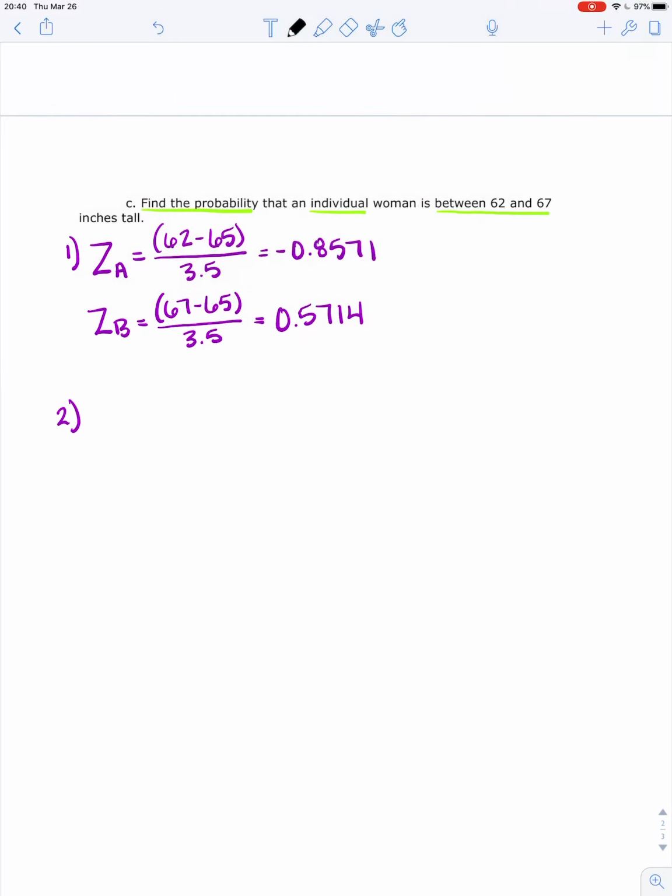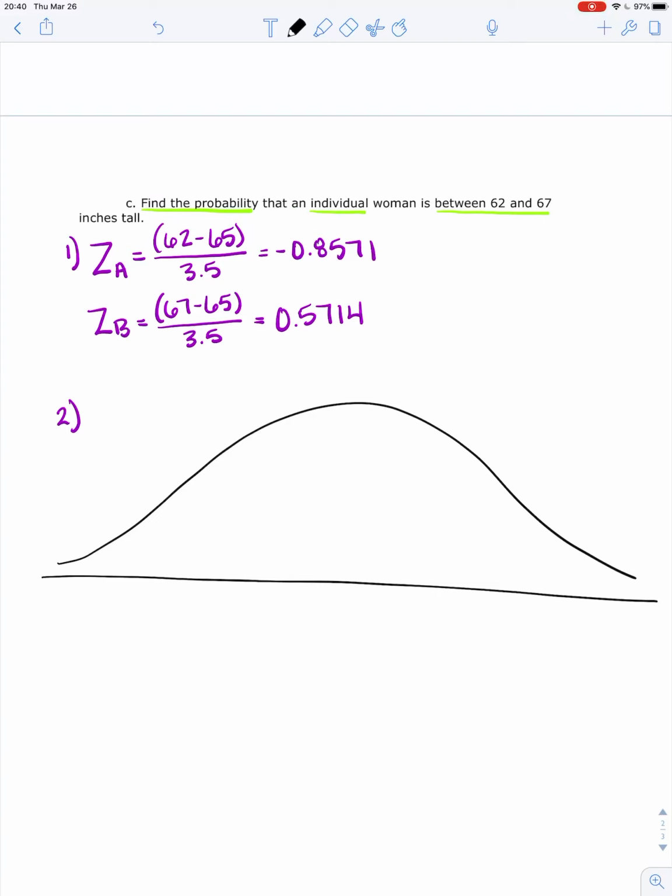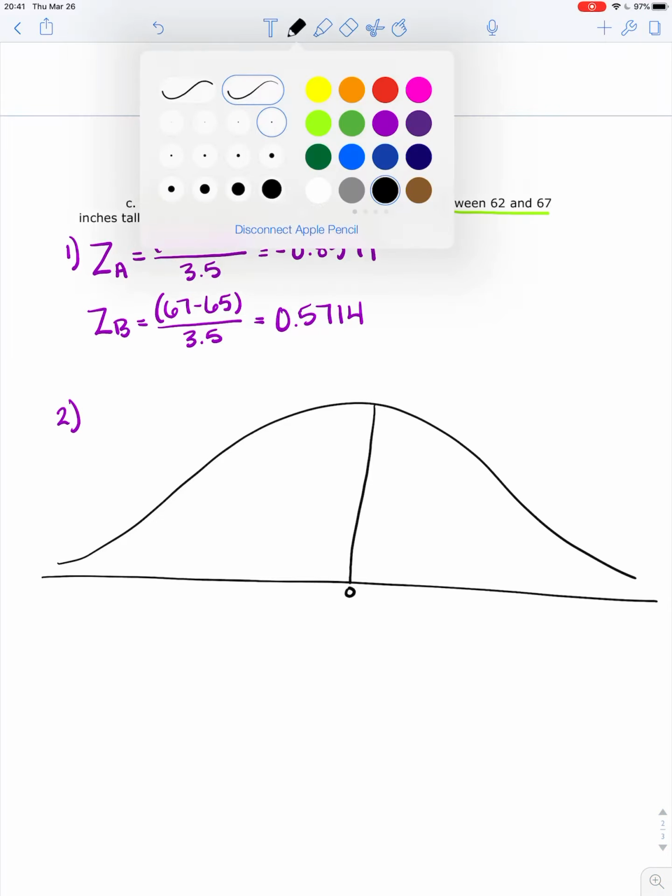is to draw our curve and label our two values. And I have more room, so I'm going to draw this one bigger. And again, I always label 0 in the middle, roughly in the middle. Let's try and get that a little more middle. That's a little bit better. Okay, so there's my 0 in the middle.